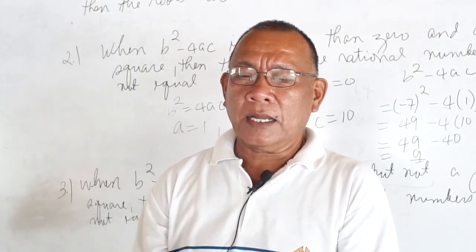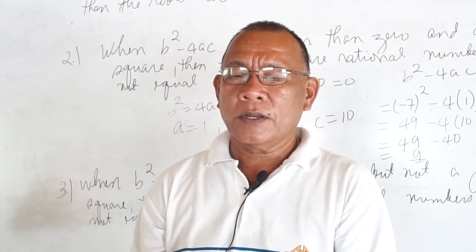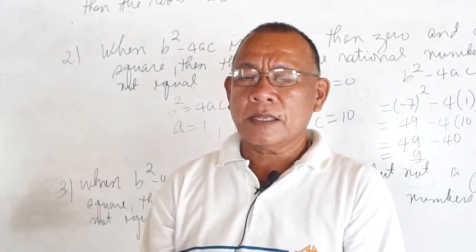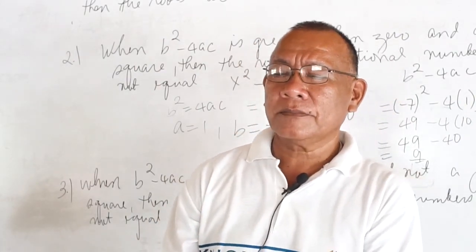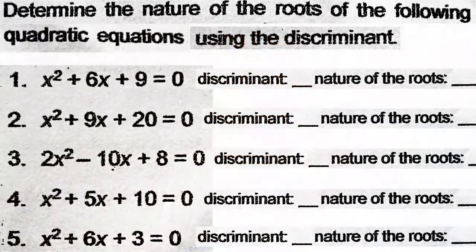Our activity for week 5 in Math 9: determine the nature of the roots of the following quadratic equations using the discriminant. Then write your answers on a yellow pad paper.